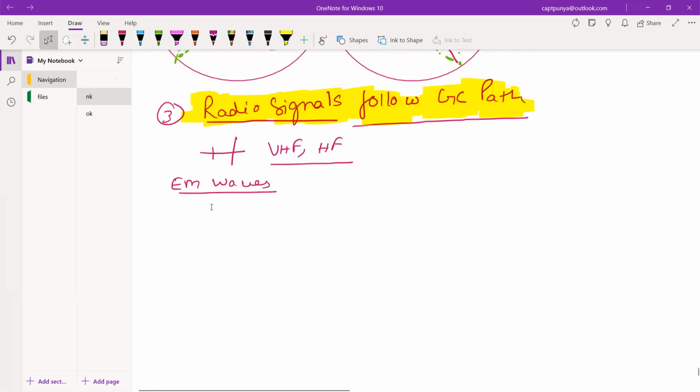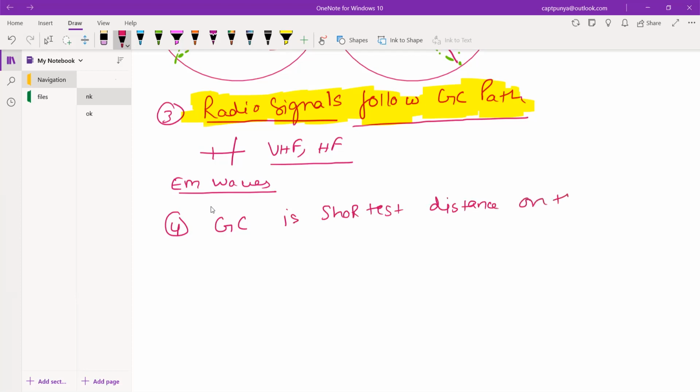Now, guys, the most important point out here, which will be used many times in your basic navigation: your great circle is the shortest distance on the surface of Earth. Okay, so let me write it down. GC is the shortest distance on the surface of Earth.